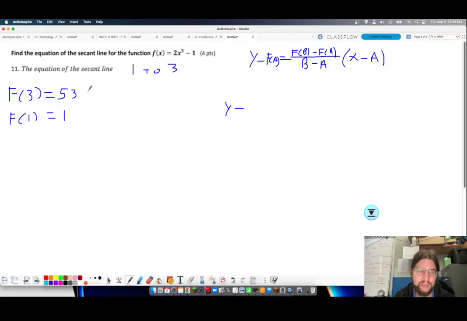Y minus, and you can pick either ordered pair, either (3, 53) or (1, 1). I'm going to go with (1, 1) because it's smaller numbers. So this is x, this is y. This is f of a, this is a. It's just y minus y1 equals m times x minus x1. That's the only formula we're using. I don't know how your formula would look in your notes, but that's what we got to do.